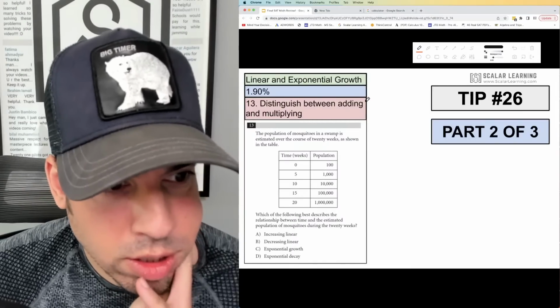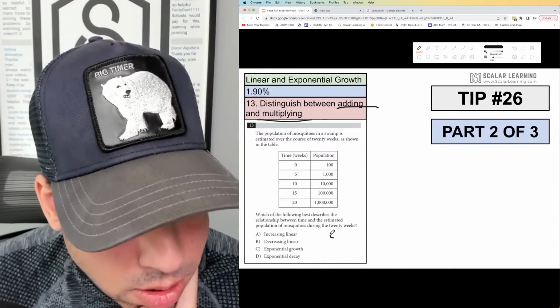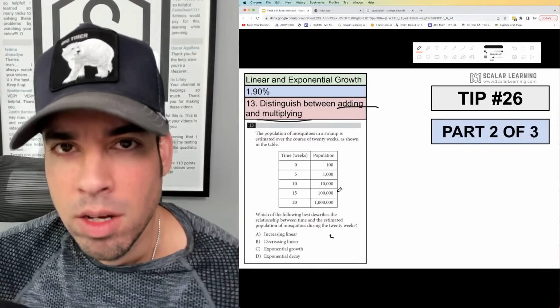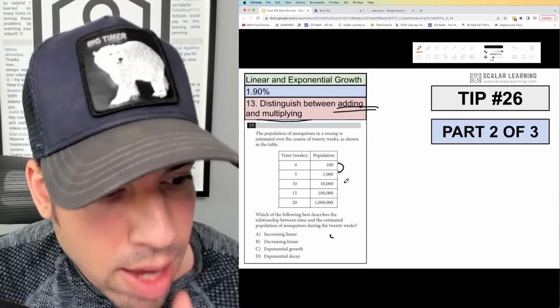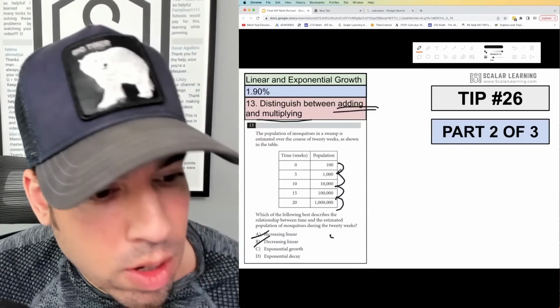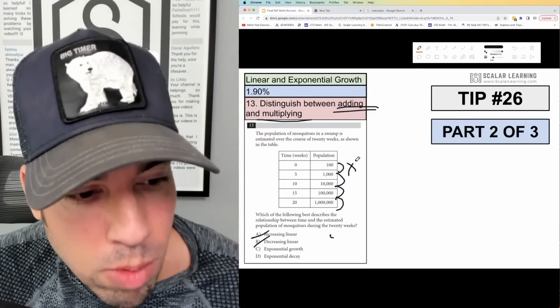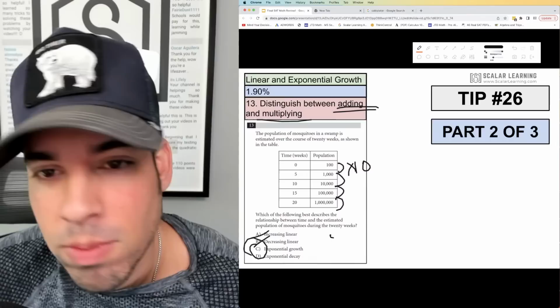Okay, this one, distinguishing between adding and multiplying. Which of the following best describes the mosquitoes? Is it linear or exponential? So if it's linear, you should be adding the same value every time. Clearly, we're not. So it's not linear. And then it's a matter of, right, we're multiplying by 10 every time. Multiplying, that's exponential. And is it growth or decay? Well, it's getting bigger. Growth. C is the winner, done.